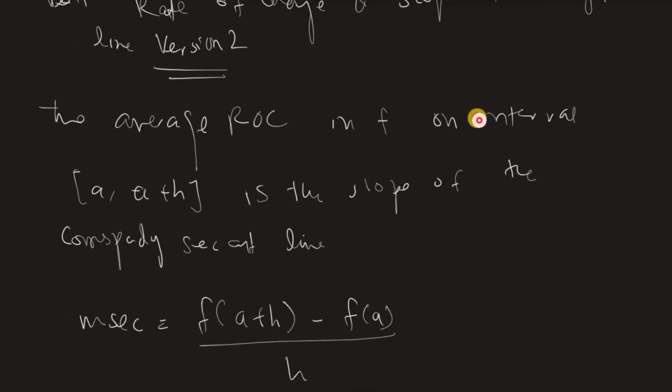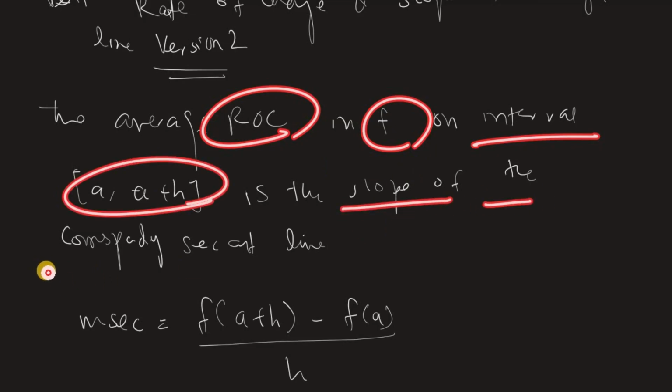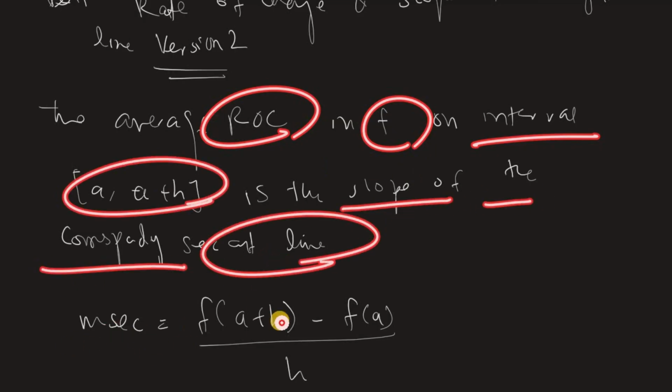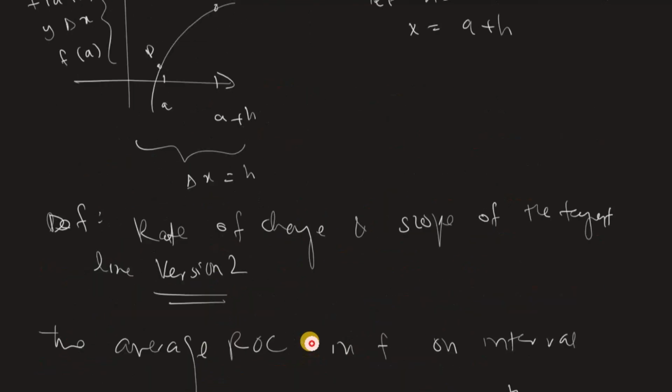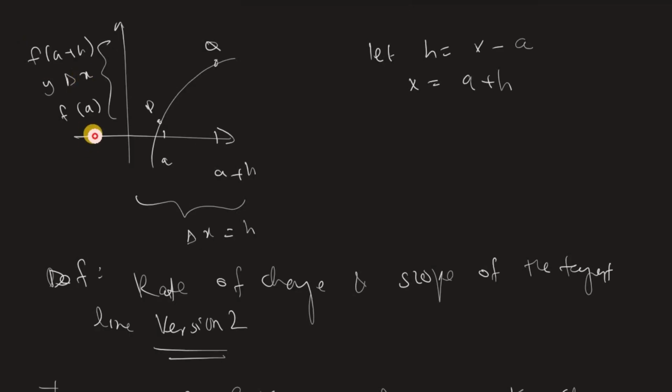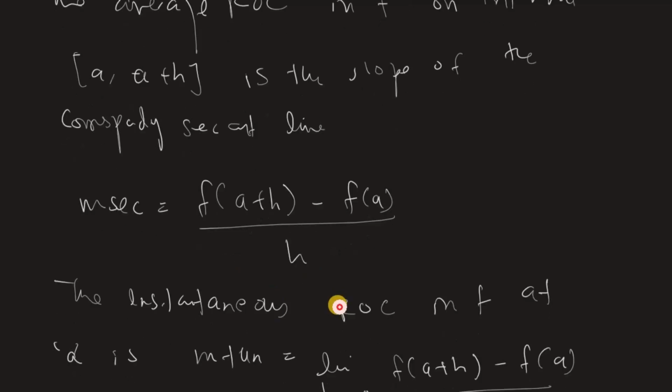The average rate of change of the function on the interval from a to a plus h is the slope of the corresponding secant line. We have a secant line over here, from the points a, f of a and a plus h, f of a plus h. This is our delta y, and this is our delta x. So the equation is going to be f of a plus h minus f of a, and at the bottom we're going to have an h.